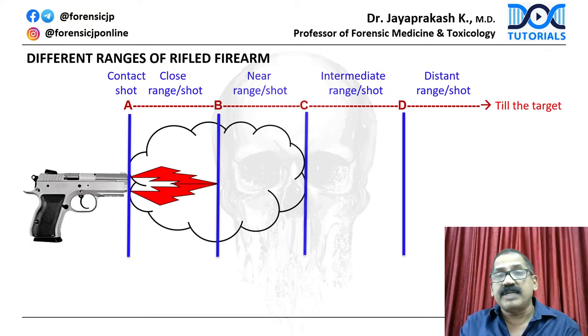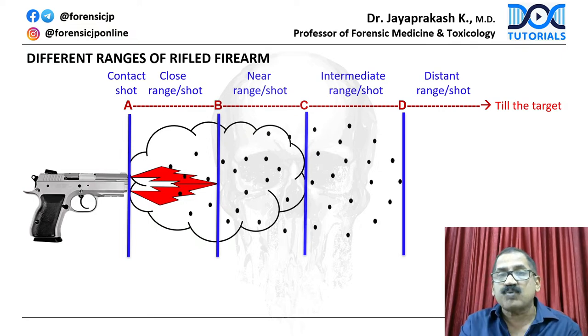Intermediate range or intermediate shot means the target or the person is beyond the reach of the smoke, but within the reach of the powder particles. Intermediate range or intermediate shot.